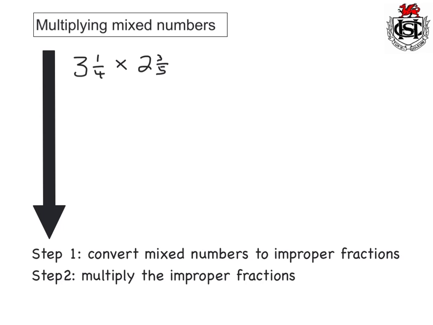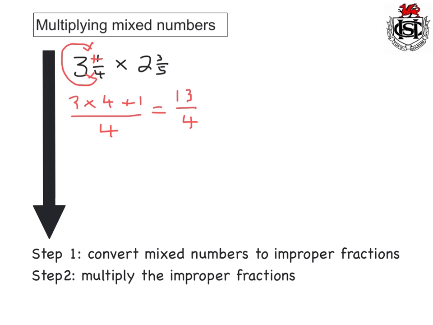Just as the previous question, we need to convert these mixed numbers into improper fractions so that we can multiply them. So let's start off by converting 3 1/4 into an improper fraction. So if we follow our wheel, times and add. 3 times 4 plus 1, and the denominator will stay as 4. 3 times 4 is 12, add on the 1 is 13 over 4.